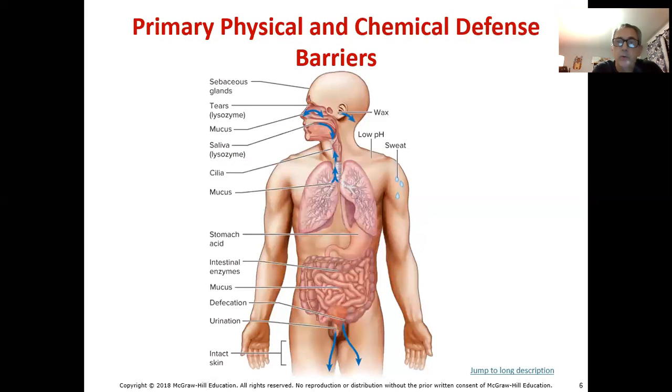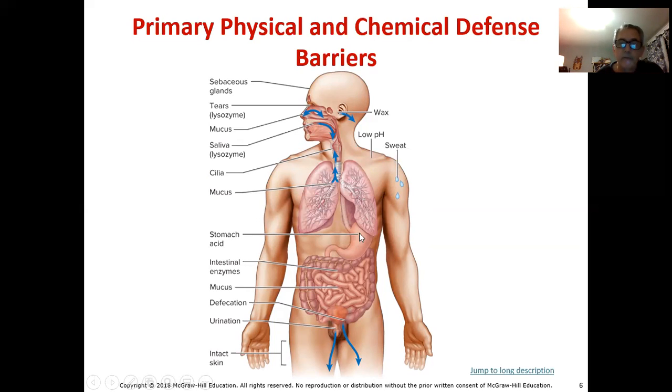So our primary physical and chemical barriers: the body oils that we have, and our tears, which have an enzyme in them called lysozyme, which breaks down the cell wall of bacteria. The mucus traps things and we cough or sneeze them out. Our saliva also has lysozyme in it. We have the cilia along the respiratory tract that help to move things up and out. We have mucus secretions that trap microbes, our sweat, and the low pH of our skin.